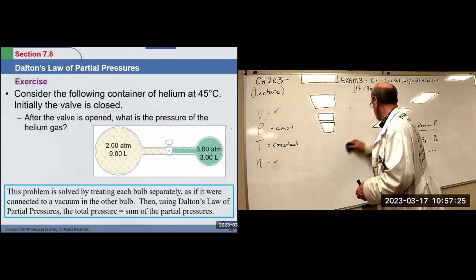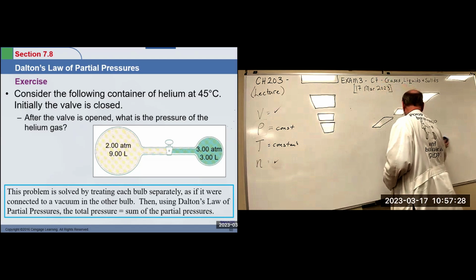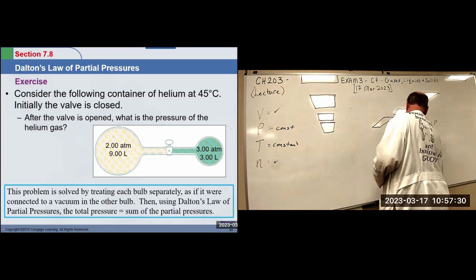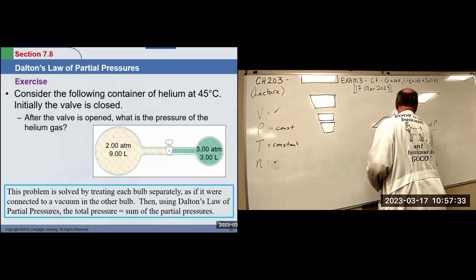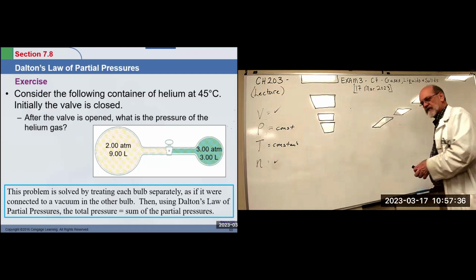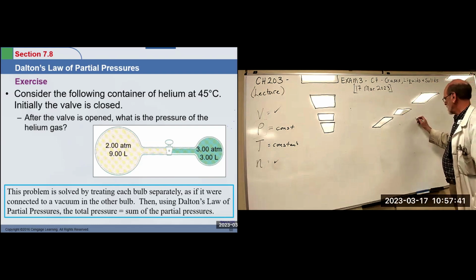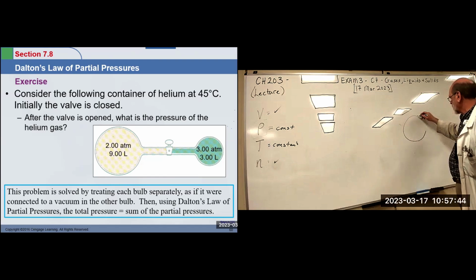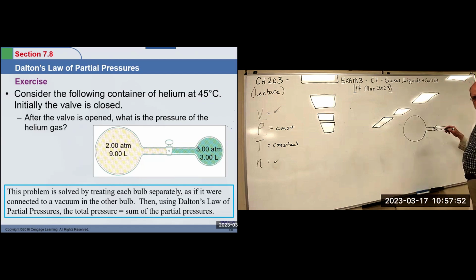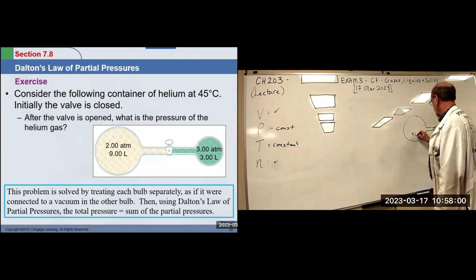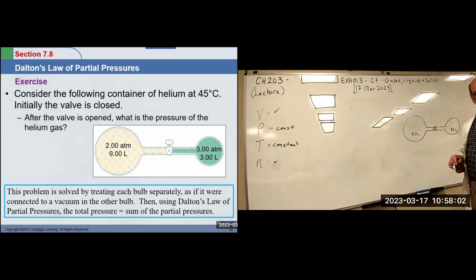So let's take this problem and see if we can use Dalton's law to solve it. We've got two cylinders. We have a 9 liter volume over here, connected with a valve to another cylinder that's only 3 liters. So we have a 3 liter volume here, a 9 liter volume here, and they're both filled with gases.